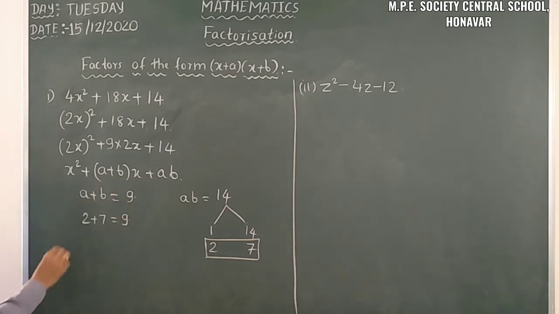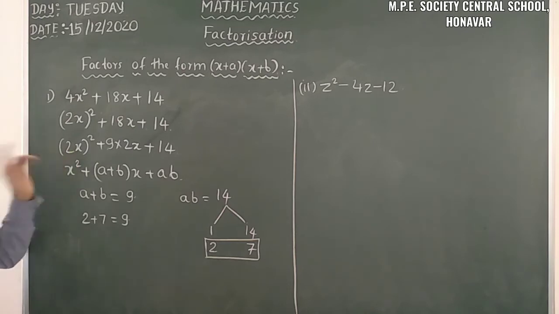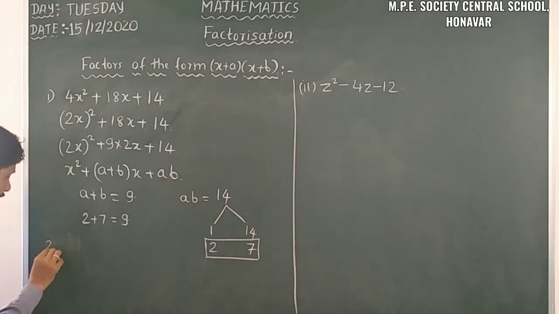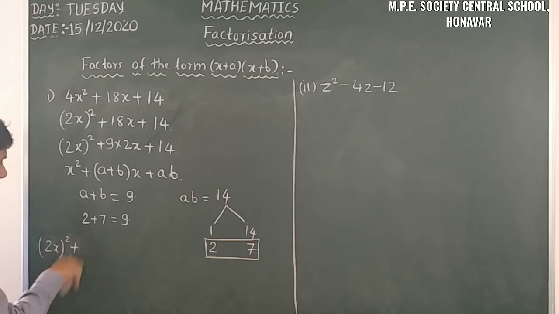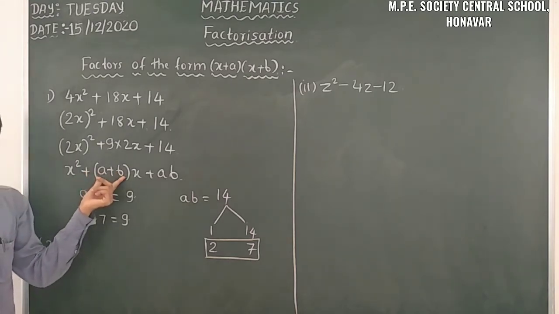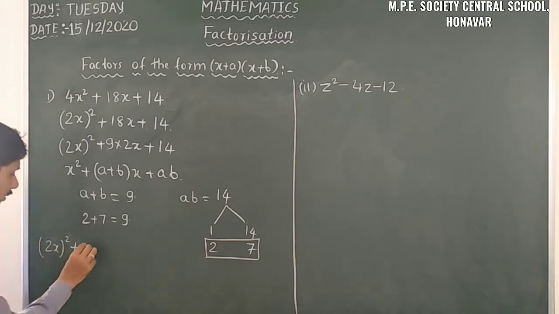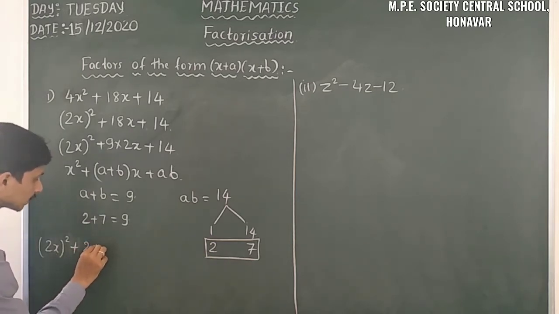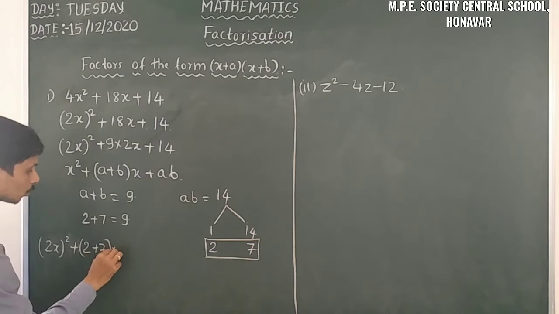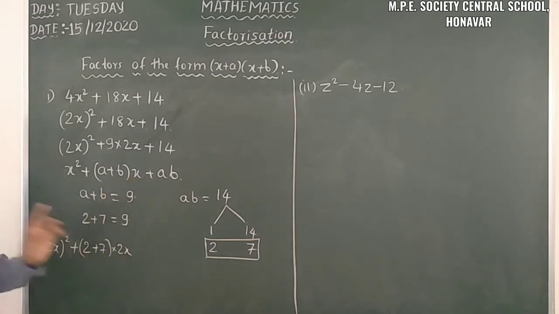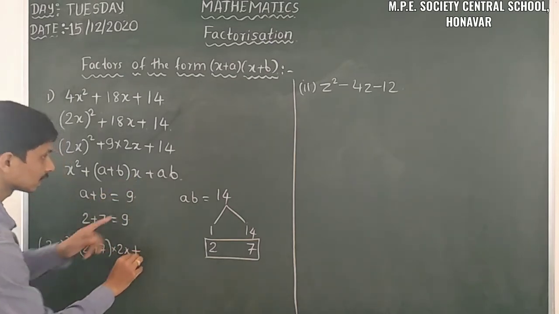So in place of x square, what is the value of x here? We have to write the value of x. In place of x we have 2x. So that is 2x whole square plus, in place of a plus b, in place of a we have to write 2 and in place of b we have to write 7. That is (2 plus 7) into 2x, in place of x we have to write 2x. Then plus ab.